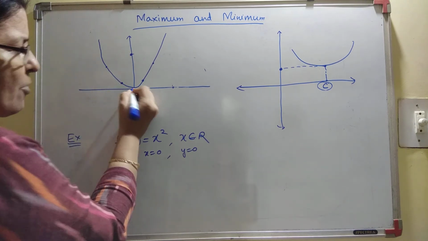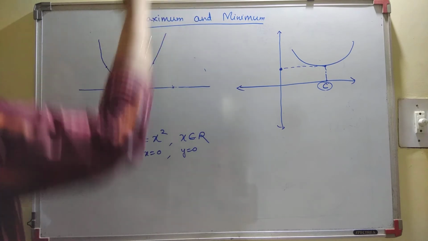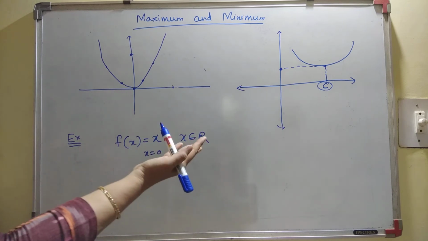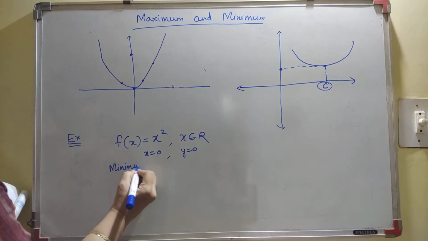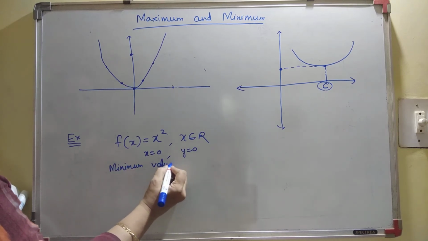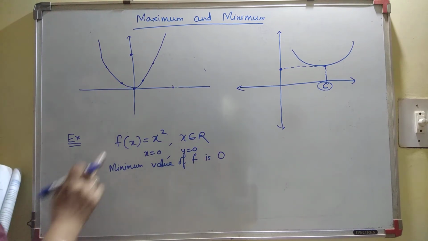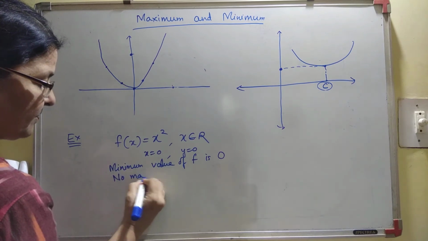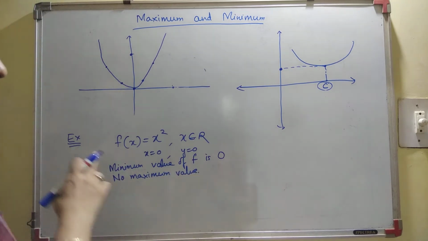So at x equals 0 you get a minimum value, but there is no maximum value because you don't know where it ends. So for f(x) equals x square, x belongs to R, the minimum value of f is 0 and the maximum value of f is not possible. No maximum value. So this way you have to do.